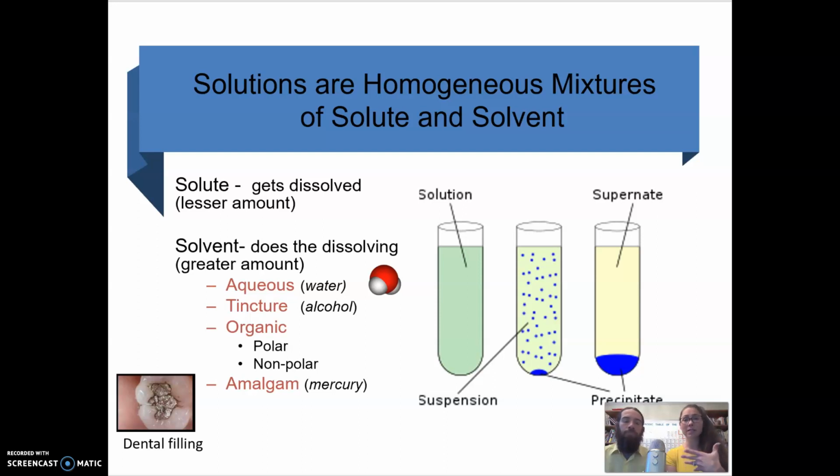So something has been dissolved in something else, and we call the substance that's being dissolved a solute, and the substance that's doing the dissolving the solvent. We're going to work with water mostly as our solvent. It's the universal solvent. But there are other solvents, and you might have heard some of these words. You might have heard tincture, and tincture is when the solvent is an alcohol. We also have organic solvents and even some solid solutions.